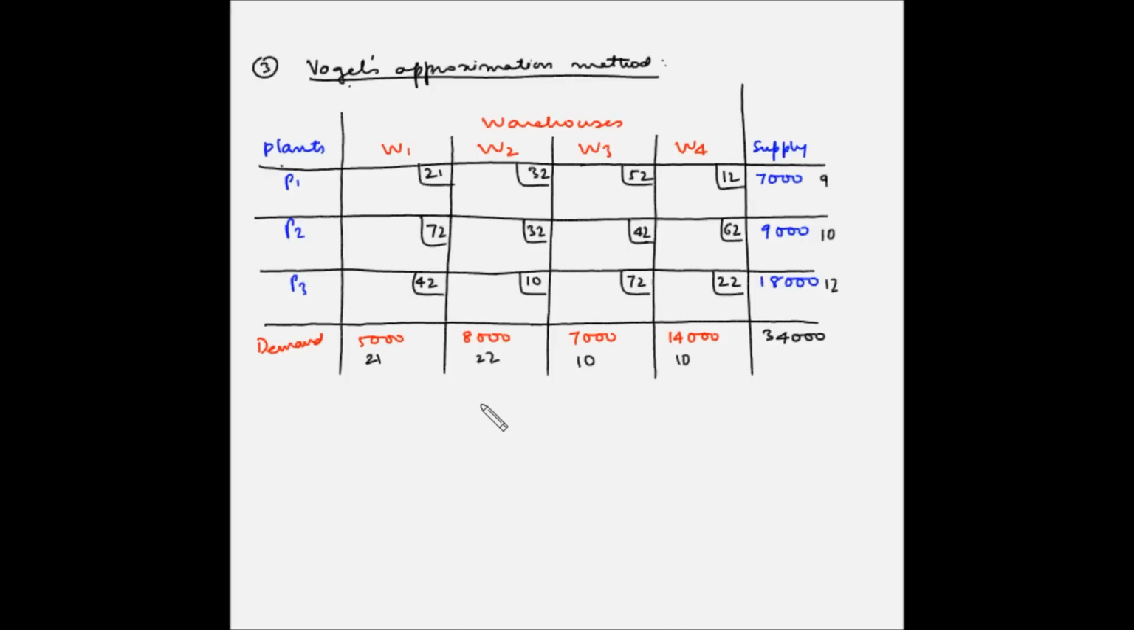Now the next step is to select the row or column with the largest difference. So W2 has the largest difference of 22. So the next step is to allocate the maximum number of units to the square with the minimum cost in the selected row or column. So the square with the minimum cost is P3W2. So let's evaluate the supply and demand situation here. Now P3 has a supply availability of 18,000 units, while W2 has a demand of 8,000 units. So the maximum we can allocate to P3W2 is 8,000 units.